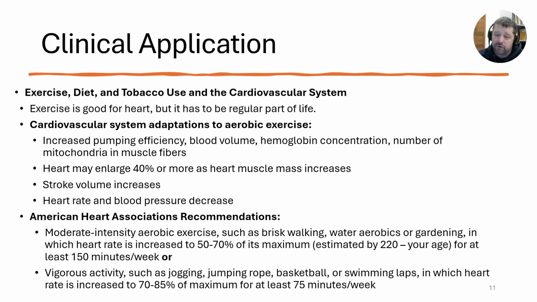So brisk walk, water aerobics, etc. is moderate. Okay, jogging, jump rope, basketball, etc. is vigorous. Now, how much should you do? What heart rate should you get? This is the calculation that they put forth. Okay, and so there's been quite a bit of research that went into this to kind of validate this.